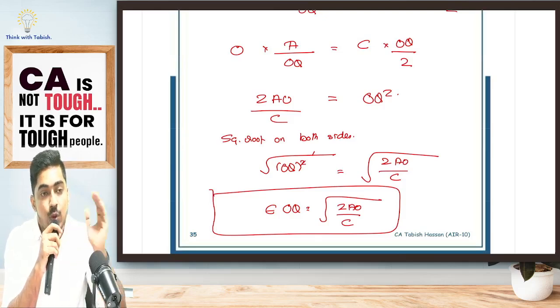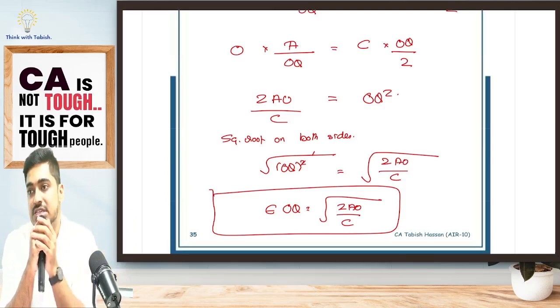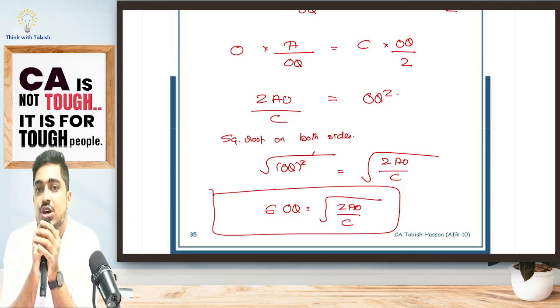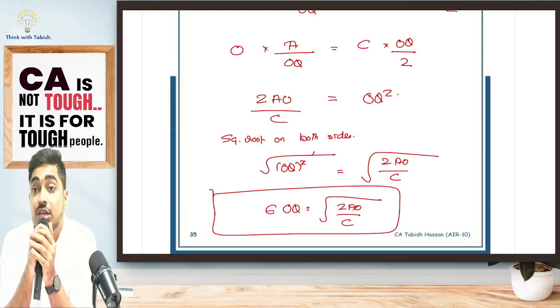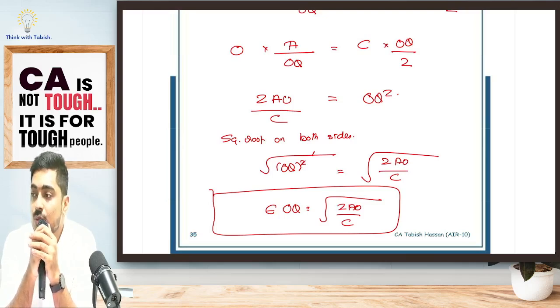To hold one unit for 1 year, how much is my carrying cost? It is normally given as a percentage of purchase price, but I want my total carrying cost. So what will I tell? It is carrying cost per unit per annum, that is, for one unit for 1 year, into on an average how many units I am holding throughout the year. It is nothing but my average inventory.